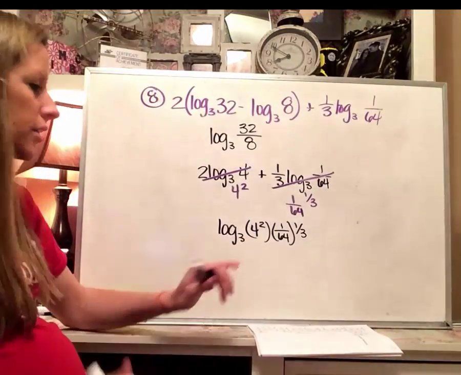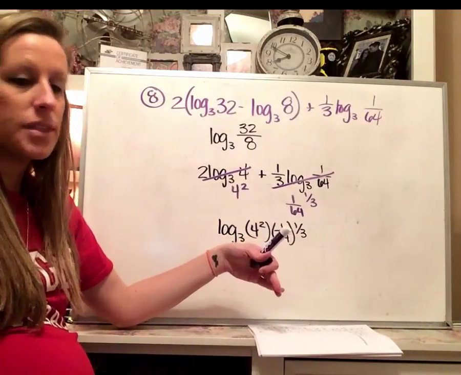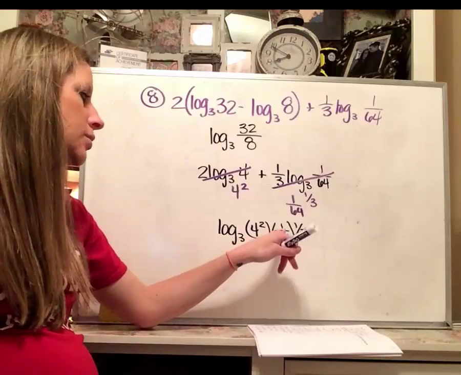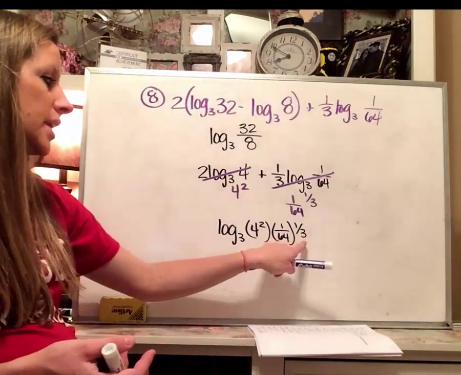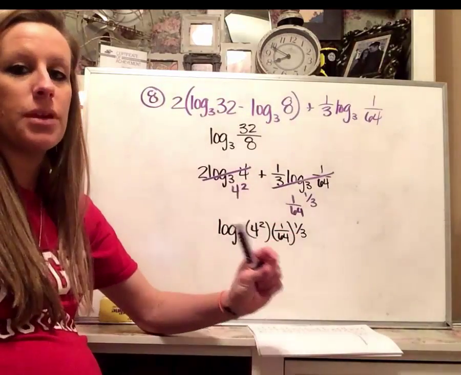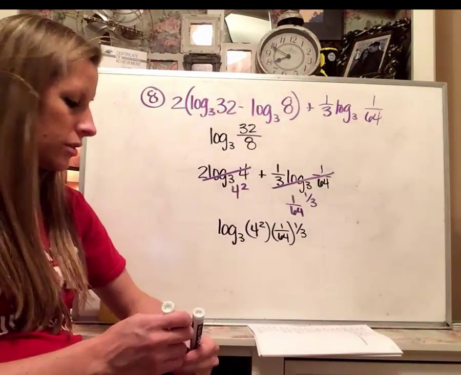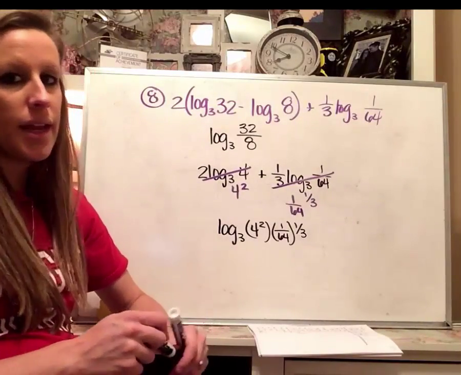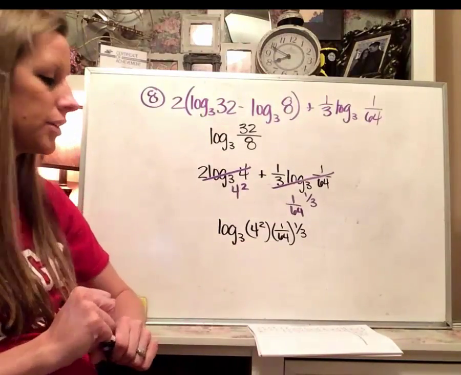So punch it in your calculator. We have parentheses 4 squared, close parentheses, parentheses 1 over 64, close your parentheses, and then press caret 1/3. And that 1/3 should be in the exponent. It should be a little number at the top. So I'll give you a couple of seconds to punch that in. Make sure you know how to punch this in because you're about to do this stuff on your own.